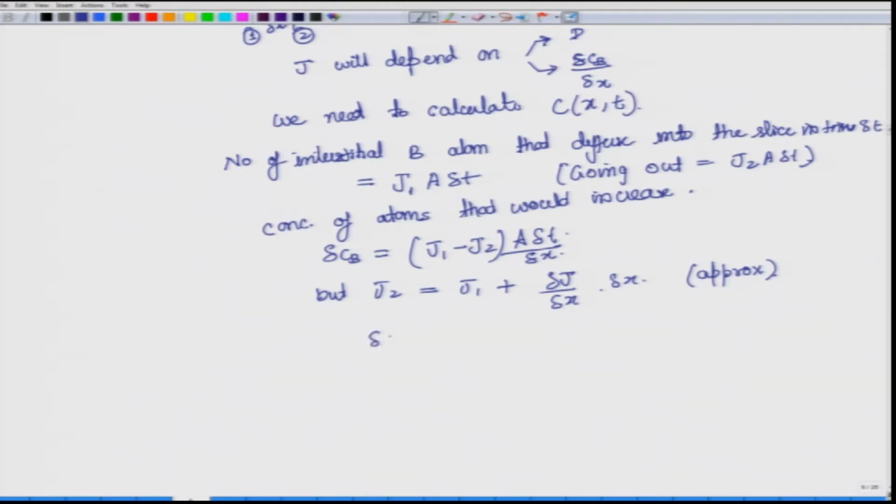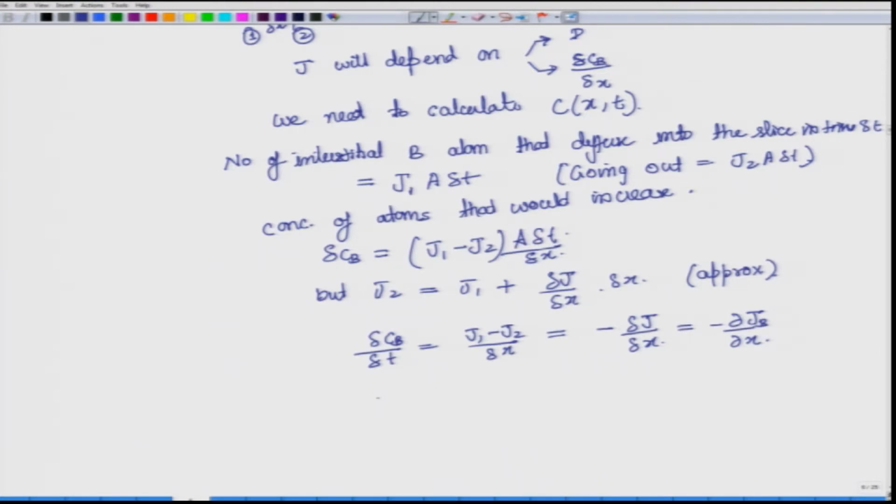Now, putting this over there, del C_B by del t, putting the del t over here from this side to this side, and J1 minus J2, this is to be divided by delta x. So, we can get J1 minus J2 by delta x from here, which will be equal to minus del J by del x, because we have divided by delta x. If we take it in the limiting case, then this will become minus del J_B by del x.